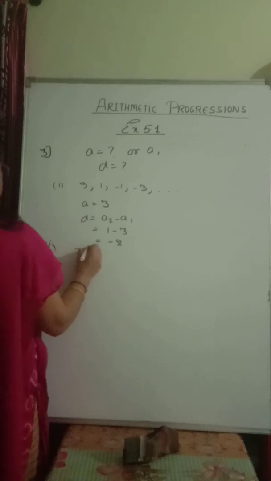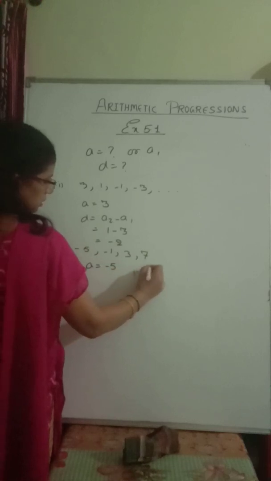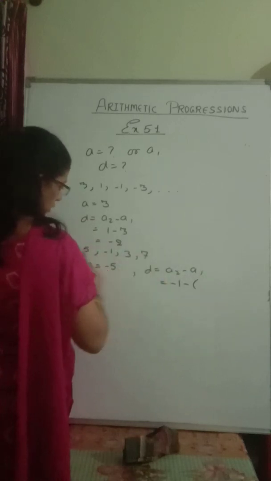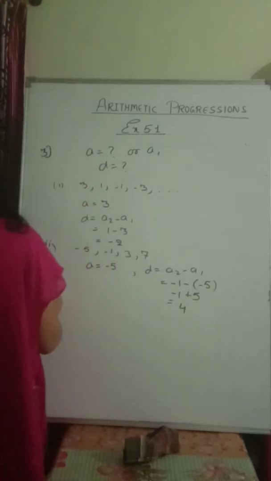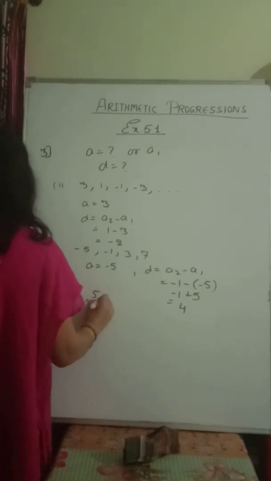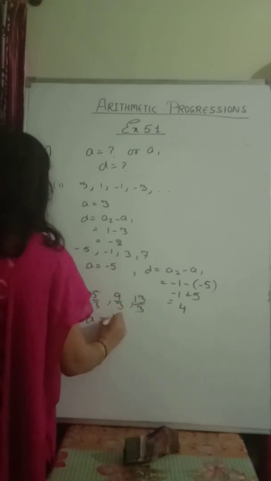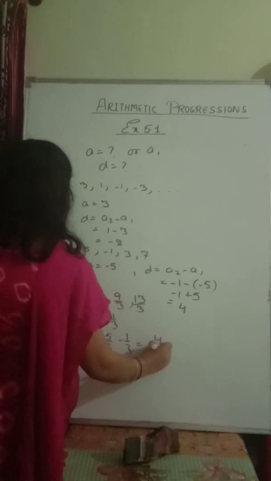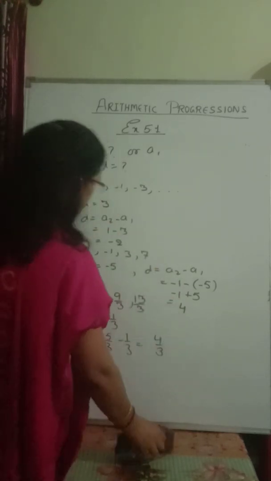Let us move to the second series: minus 5, minus 1, 3, 7. A is equal to minus 5. What is D? A2 minus A1. A2 is minus 1, and A1 is minus 5. So minus 1 plus 5, that means plus 4 is D. Let us move to the third part: 1 upon 3, 5 upon 3, 9 upon 3, 13 upon 3. A is 1 upon 3. D is A2 minus A1, which is 4 upon 3. Got it? The fourth part is your homework; you will do it yourself.